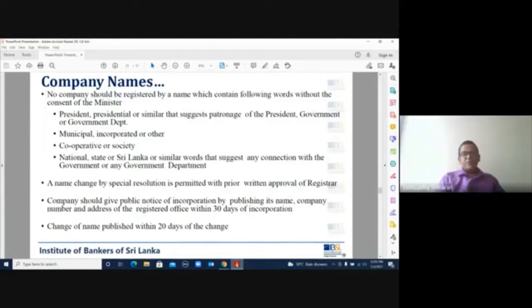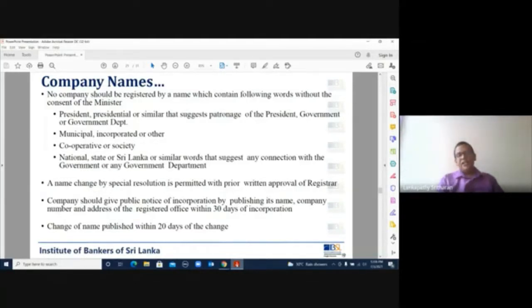A name change by special resolution is permitted with prior written approval of the registrar. So here, you have to keep in mind, if there is a name change, there should be a special resolution. A normal resolution cannot approve it. Then you can ask the question, what is a special resolution, which we will discuss later on. So if there is any name change, they have to pass a special resolution and then obtain the prior written approval of the registrar.